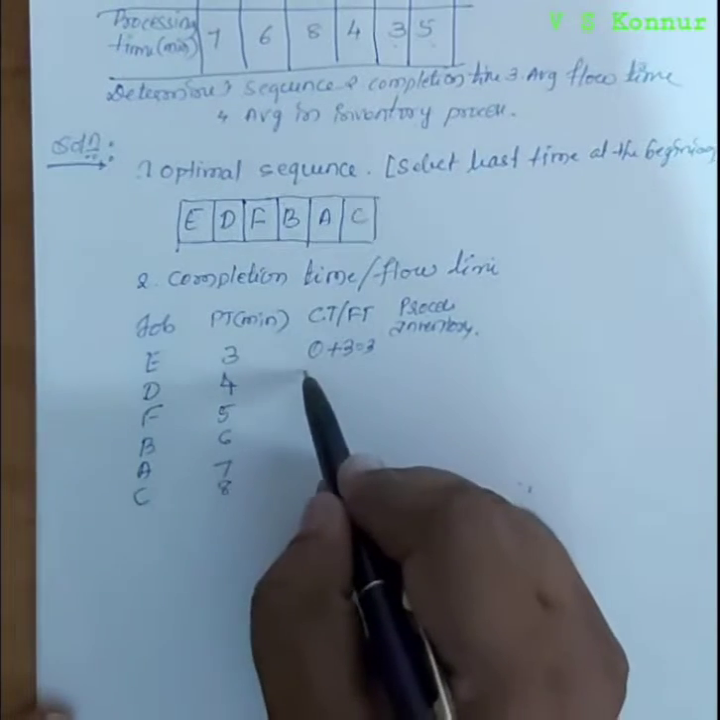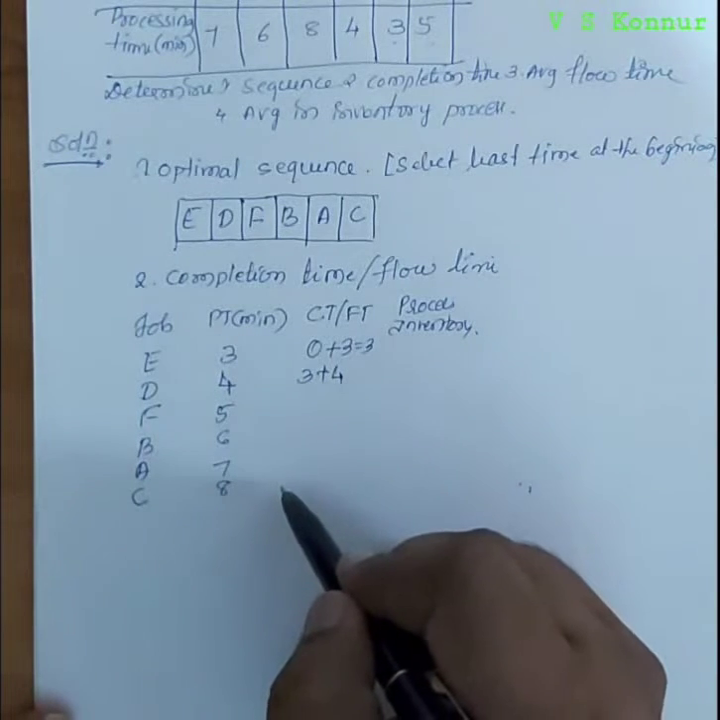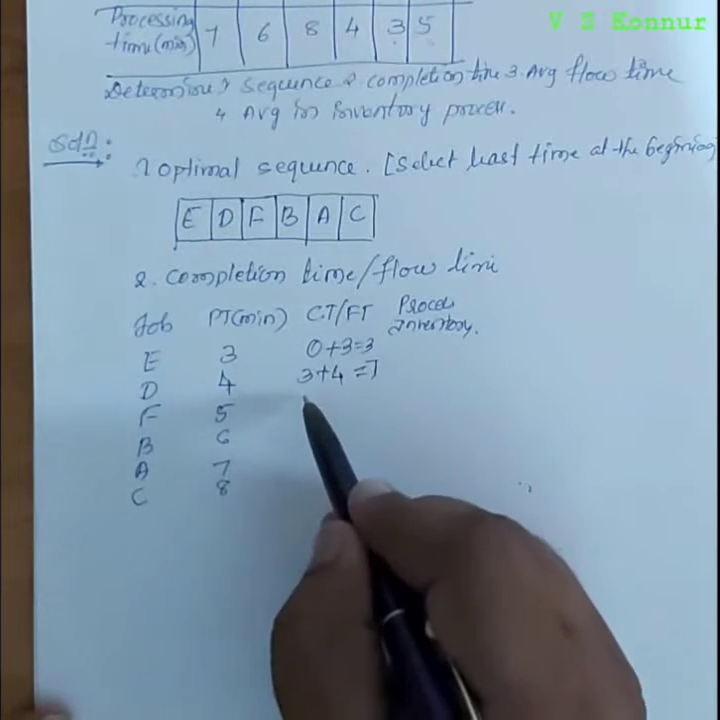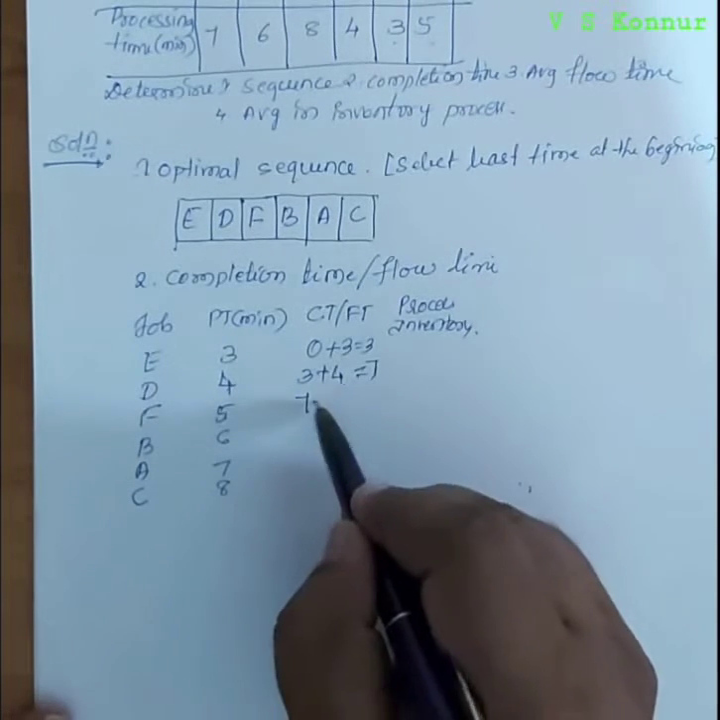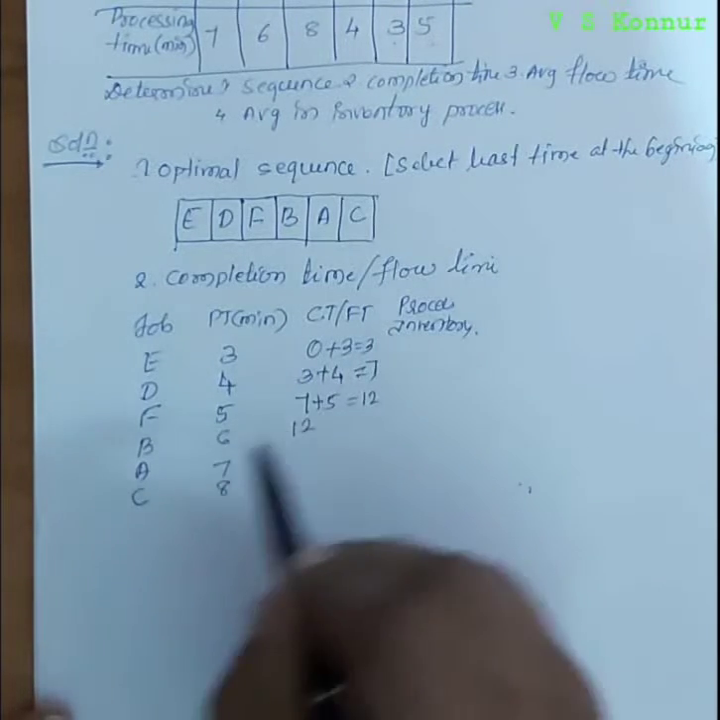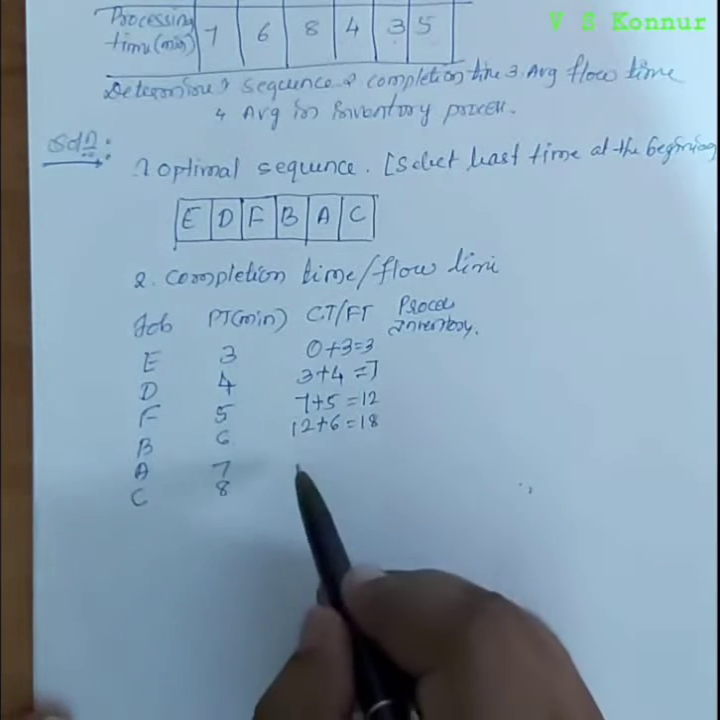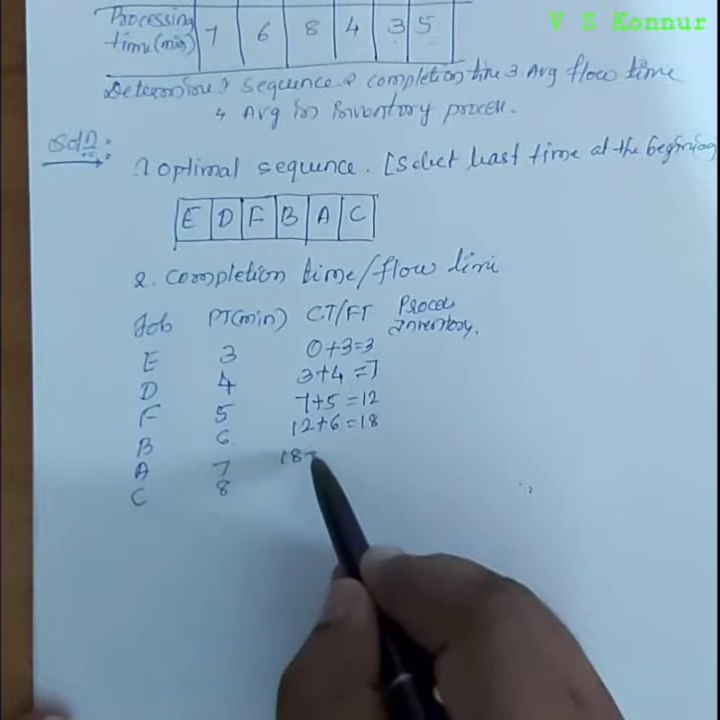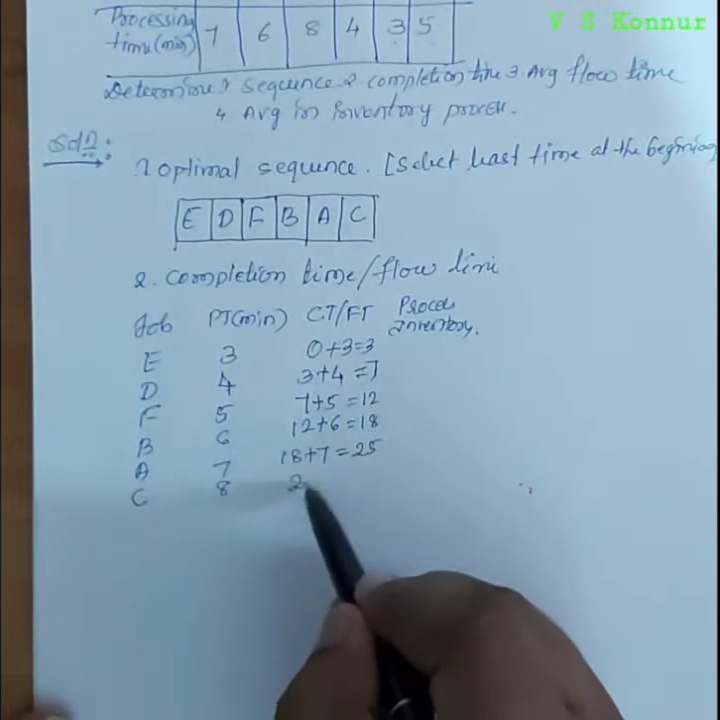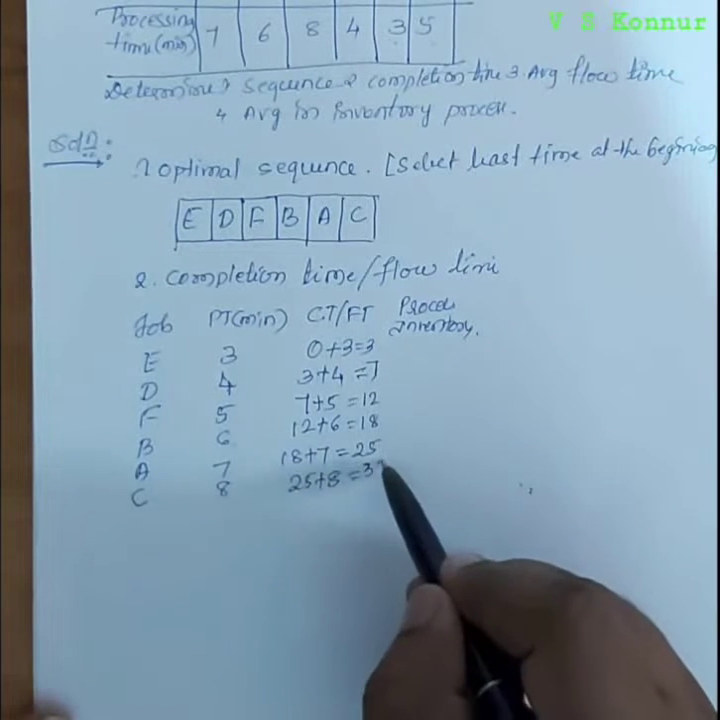Next, after 3, D needs 4 minutes to complete, so total 7 minutes. After 7 minutes F will enter, it needs 5 minutes to complete, so 12. After 12, B will enter, it takes 6 minutes to complete, so 18. After 18, A will enter, it takes 7 minutes, which equals 25. After 25, C will enter, it takes 8 minutes, so 33.